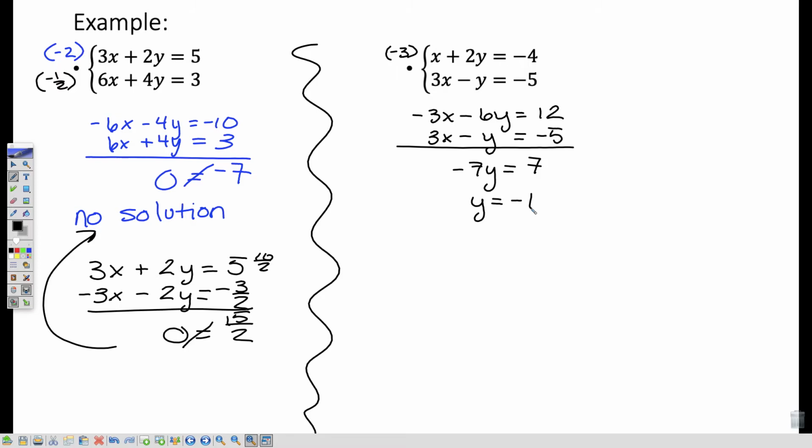Did anyone multiply the second equation by 2? I did not. I'm everybody in this classroom, so. No, you're not. Are you sure? I'm pretty sure.